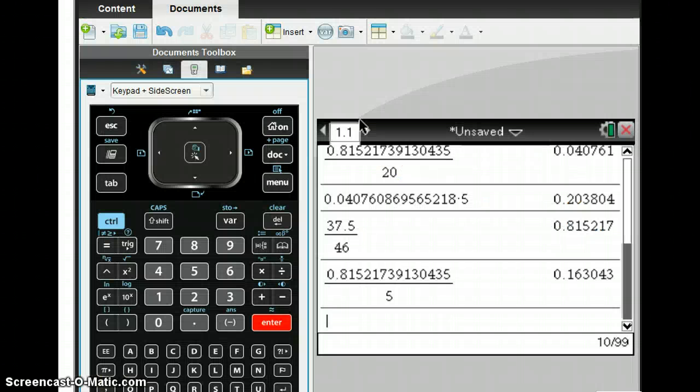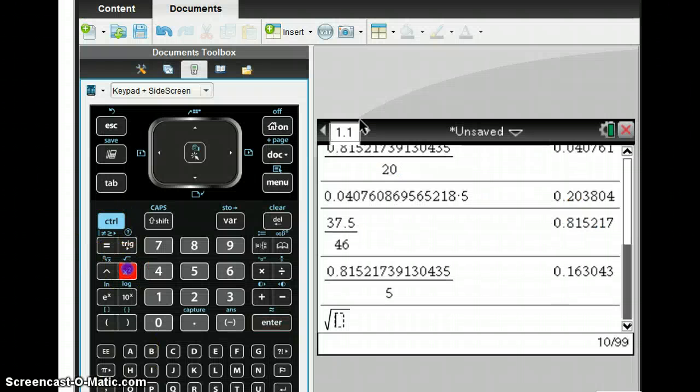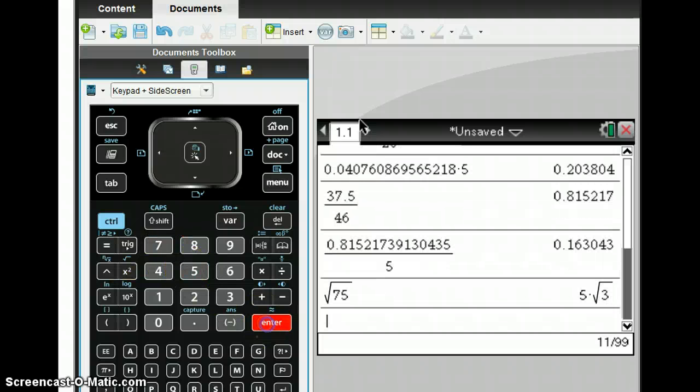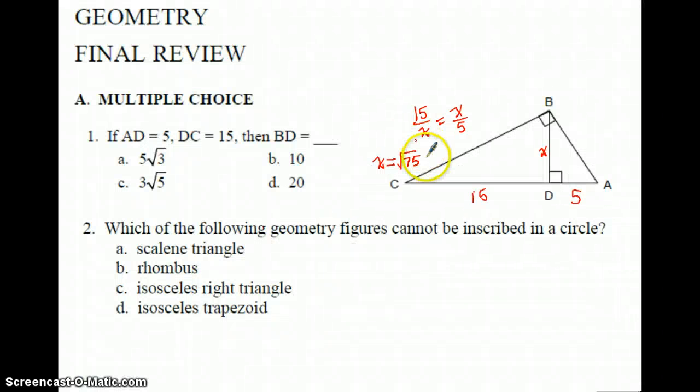Oh, and if you had the new calculator, check this out. I could just go, oh yeah, the square root of 75 is 5 square root 3. Or you could realize that you could take the 25 out of here and get a 5. Or decimalize these and see if you get the same answer.